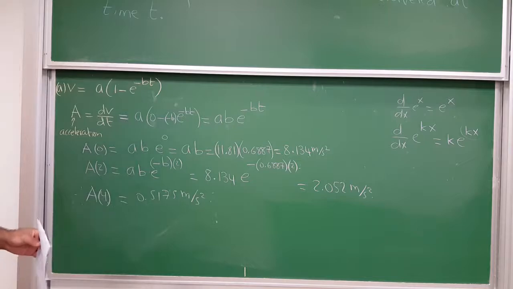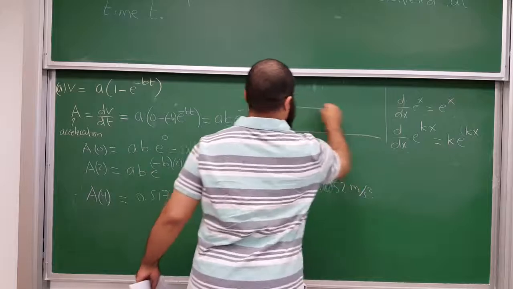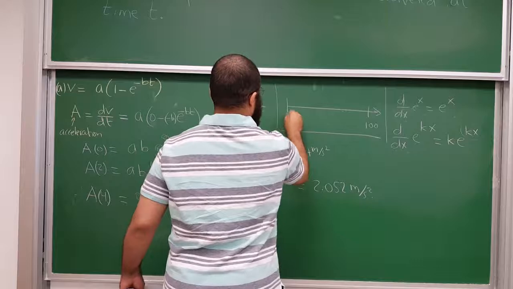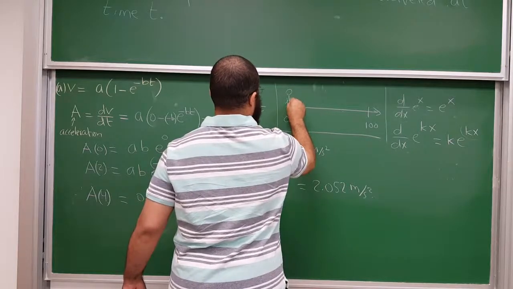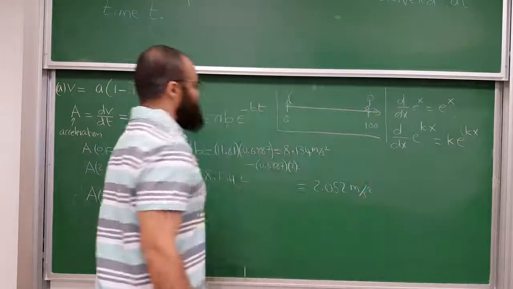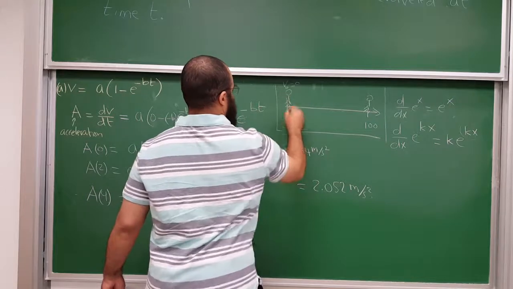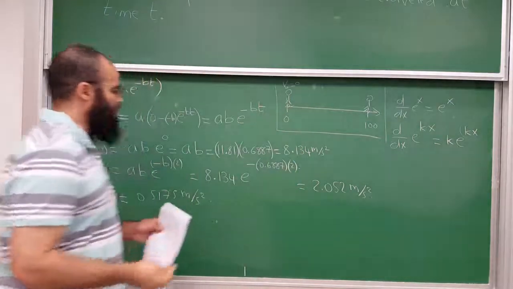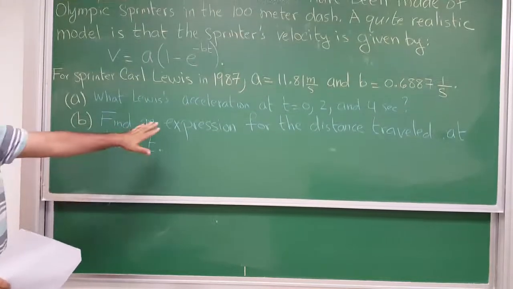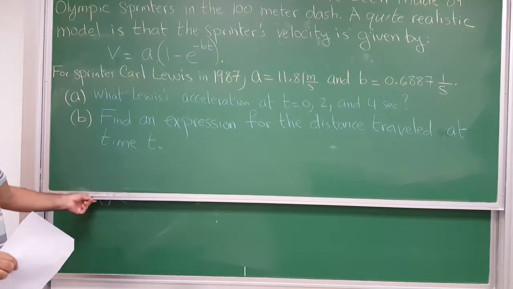Okay? And so again, so we don't lose sight, here is the line. This is 100. This is 0. The runner starts here, and then the runner ends here. Okay. So initially, v initial is 0. X initial is also 0. Okay. So the next question here says, find an expression for the distance traveled at time t. So they want x.